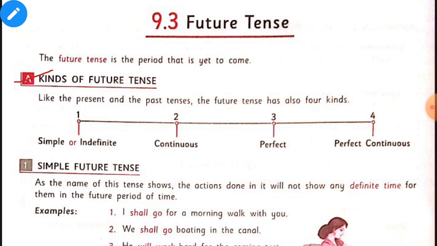Kinds of future tense. Children, like the present and past tenses, the future tense also has four kinds. How many kinds? Four kinds. Okay, first one is simple or indefinite, second is continuous, third one is perfect, and last one is perfect continuous. So now first of all we will know about simple future or future indefinite.